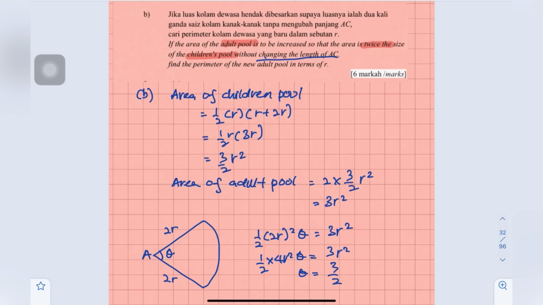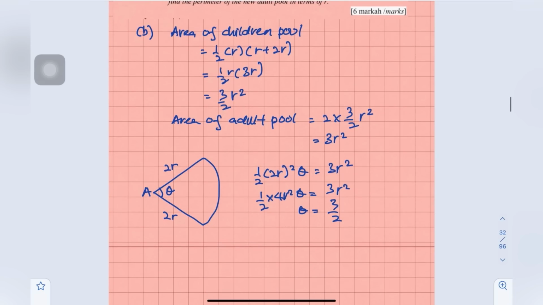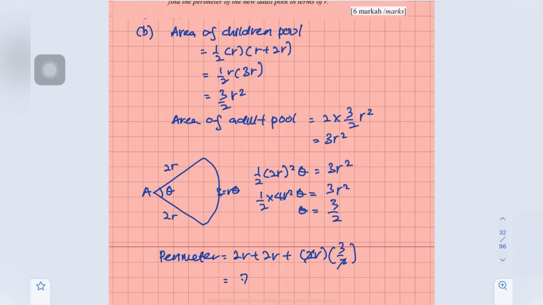Okay, so now we have got the radian. So then the perimeter is 2R plus 2R plus this arc length S, which equals r theta. So r is 2R, theta is 3/2. So here we get 7R. So the perimeter is 7R.